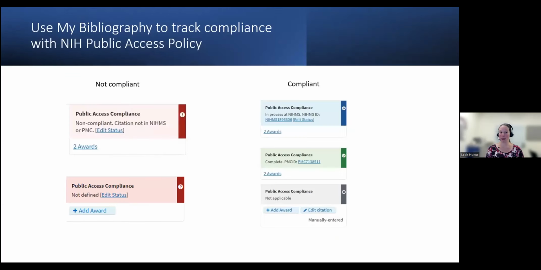Okay, so back to MyBibliography. Once you have actually received your fellowship or grant, MyBibliography can be used to make sure that your papers are making their way into PubMed Central to become compliant with the NIH public access policy. Your MyBibliography will give you alerts if things are not compliant or are questionably compliant, and things that are fully compliant will show up in green. If you do have any questions, please feel free to reach out to either Tess or myself. We are happy to help with compliance issues.